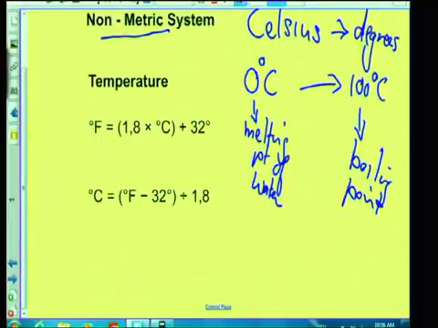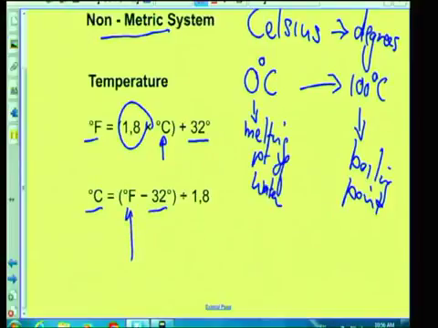So if you want to convert something to degrees Fahrenheit, what you've got to do is take the Celsius temperature, you multiply it by 1,8, and then you add 32 degrees. That will give you your Fahrenheit temperature. If you want your Celsius temperature, you're given a Fahrenheit temperature, you subtract 32, and then you divide by 1,8. Right, let's move on.